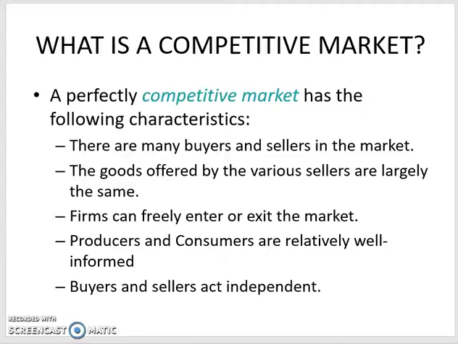Then the other 2 characteristics: producers and consumers are relatively well informed about the products. Basically, it just means nobody's completely in the dark about it. You have an idea of what a good product and a bad product looks like. And number 5, buyers and sellers act independently, which just means that 2 sellers aren't looking at each other to see what the other person is doing. They're just doing what's best for themselves.